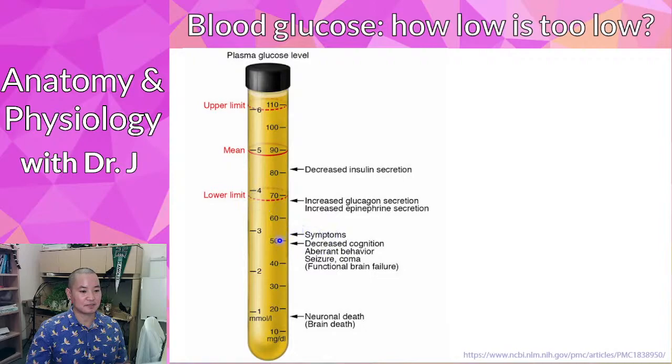And you notice that if your blood glucose dips lower and lower, you can end up with decreased cognition, so trouble thinking, aberrant behavior, so your behavior is not as usual, and seizure or coma. If your blood sugar is all the way down there, you might already be unconscious. And over here, brain death. This is where you don't want to be. That's why different institutes have different ranges for hypoglycemia. The main thing is that you want to intervene before you end up unable to intervene and unconscious, like you see with the really low levels of blood sugar here.